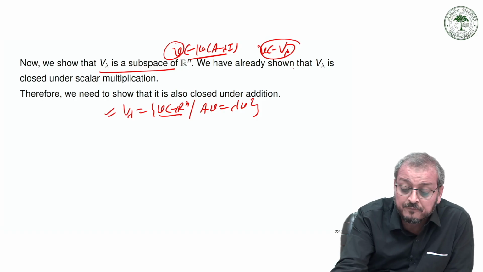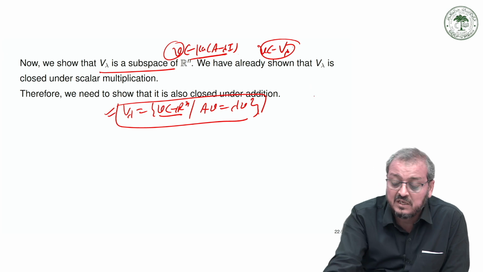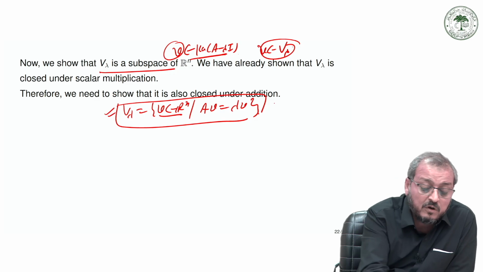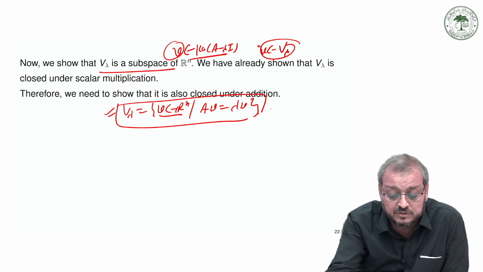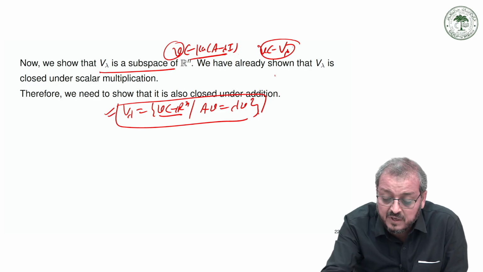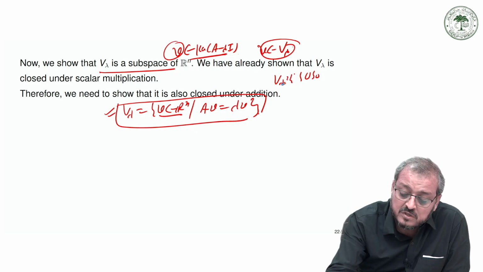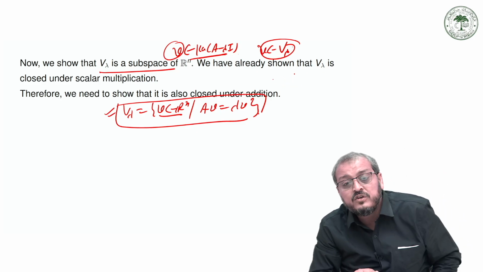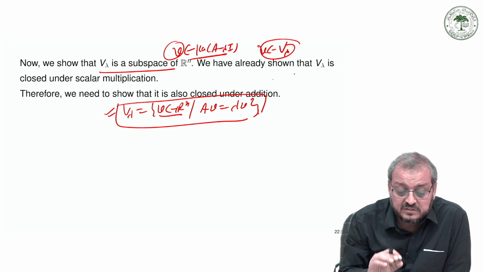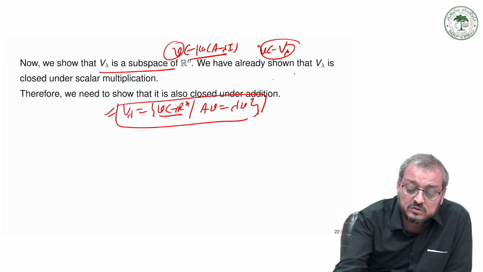Now we have to show that this V lambda, the eigenspace, is a subspace of R^n. It is clearly non-empty, because at least the trivial solution already exists. V lambda can be written as this set union the zero vector, so this is clearly a non-empty set. Now we show that it is closed under vector addition and under scalar multiplication.